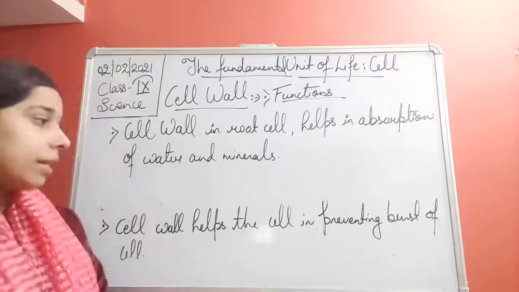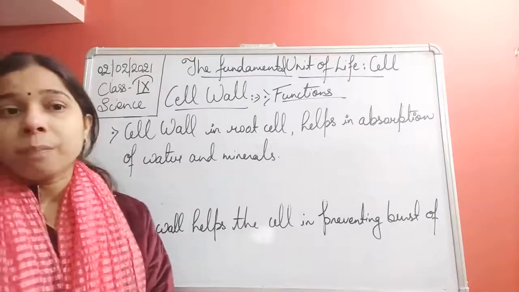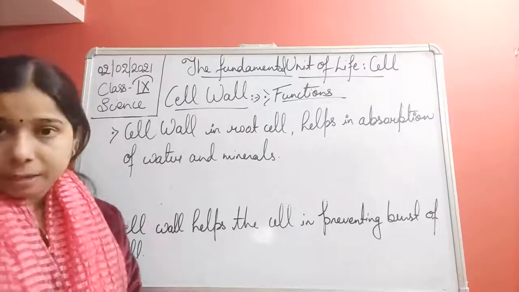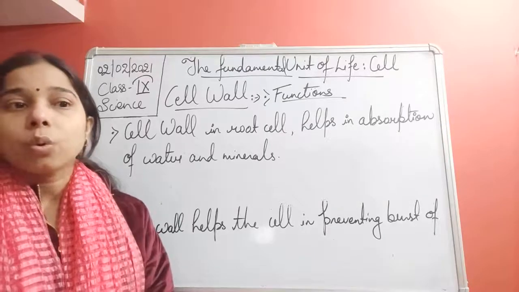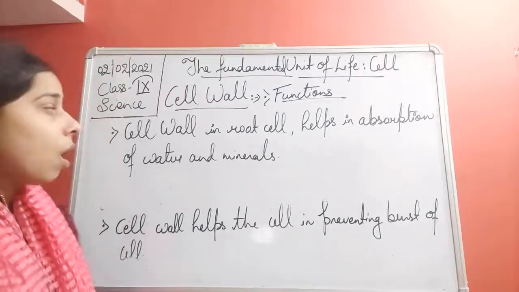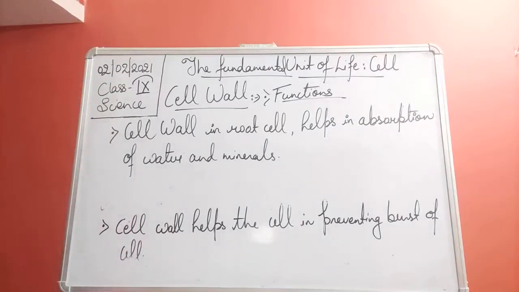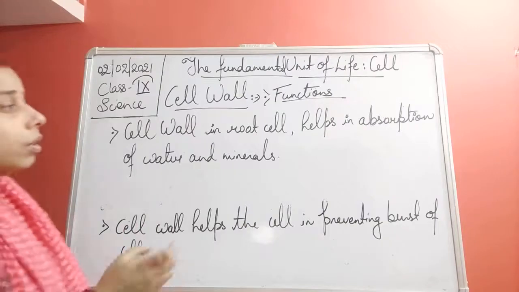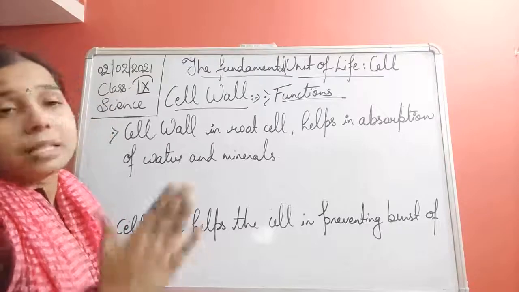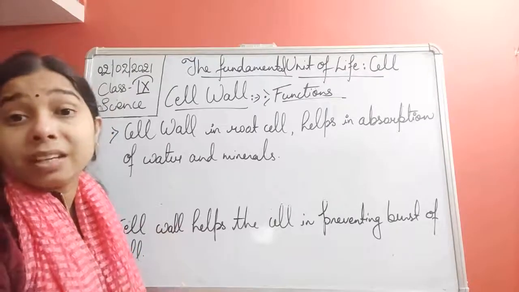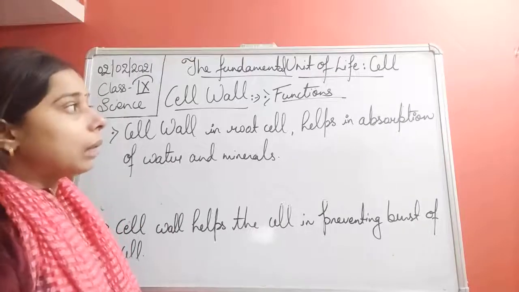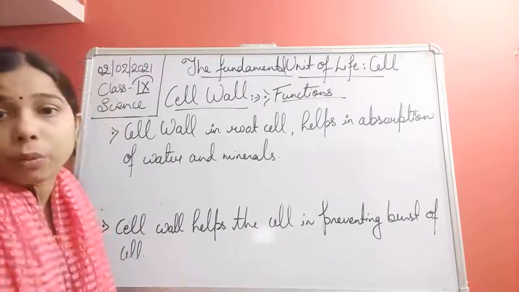Then the third one is that if the cell wall is present in the root cell, it helps in the absorption of the minerals and the water which is present in it. Okay, now this cell wall is also there to maintain the turgidity, as it is present outside, so it helps in providing mechanical strength and support to the cell. Okay, so this is about the cell wall. In the next class, we will discuss the nucleus.